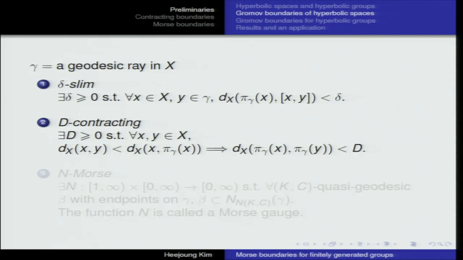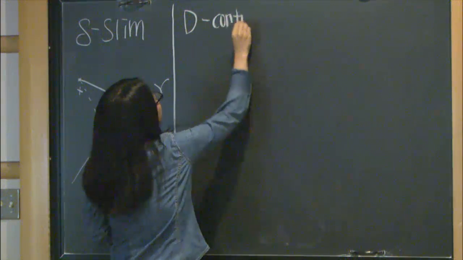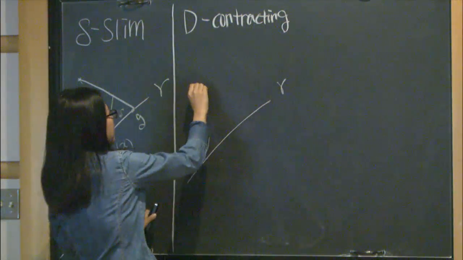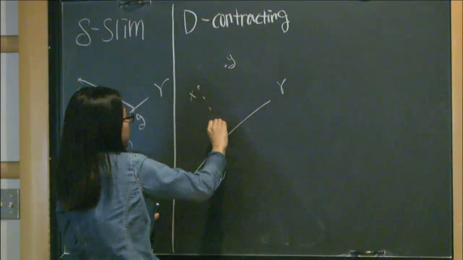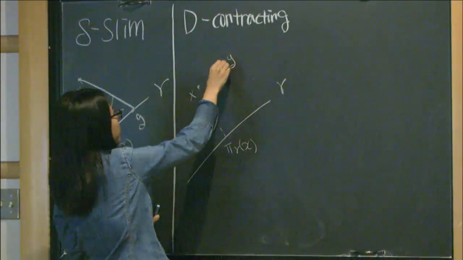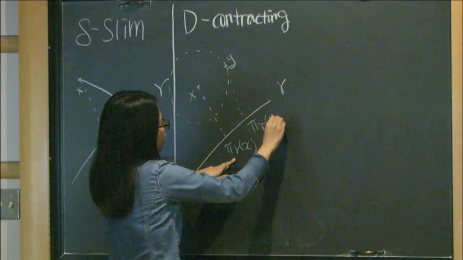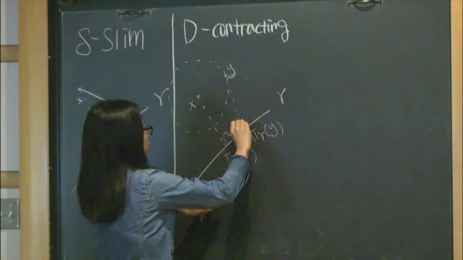And the second property, gamma is contracting, which means there exists D such that for any 2 points in X, if the distance between X and Y is less than the distance between X and its projection on the ray, then the distance between the two projections is less than D. So the picture is, I have geodesic ray gamma, and if the distance between X and Y is less than the distance from here to here, then the distance between the two projections here is less than D.